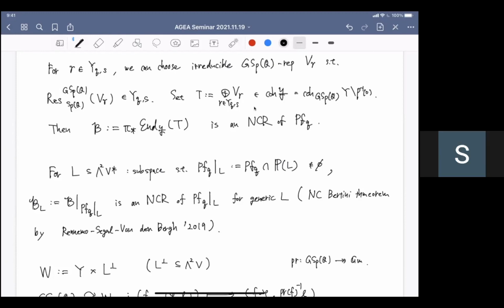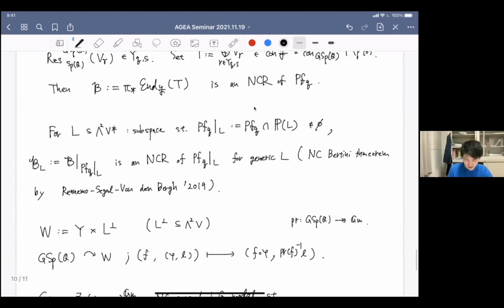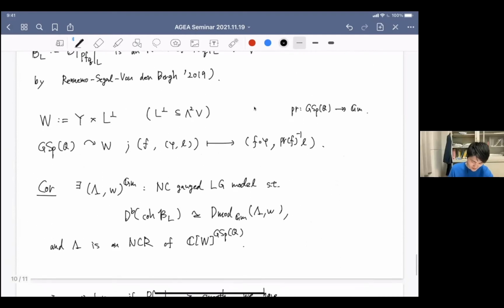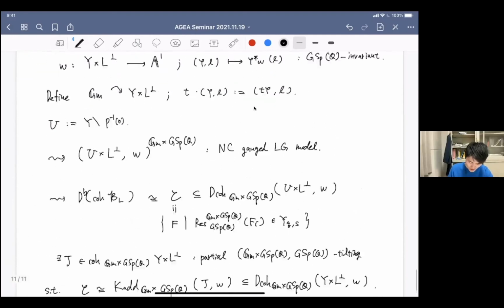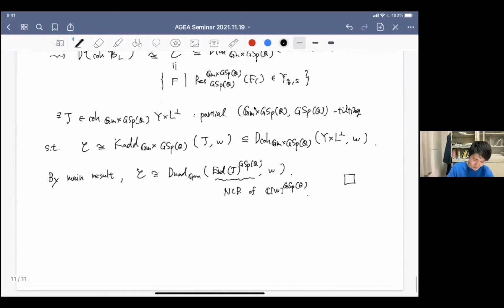Excuse me, may I have a question? Yes. You assume the reductive condition for the equivariant theory. What is the effect of the reductiveness? Thank you. So we use reductiveness.